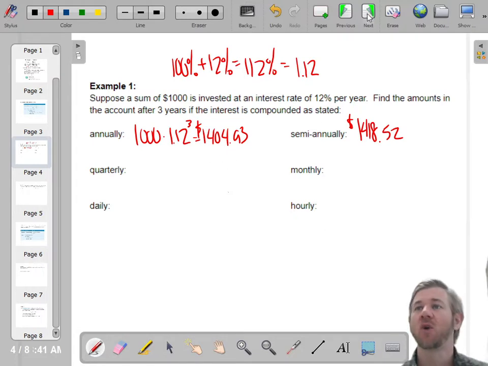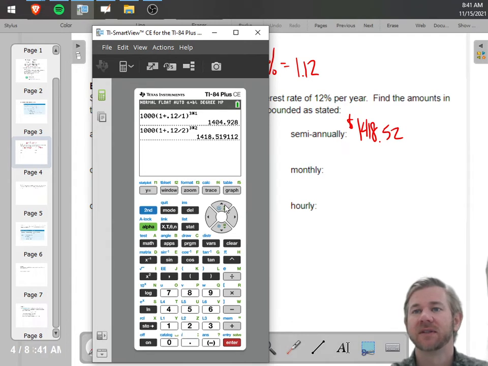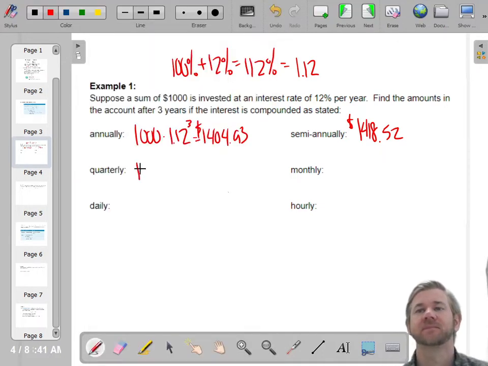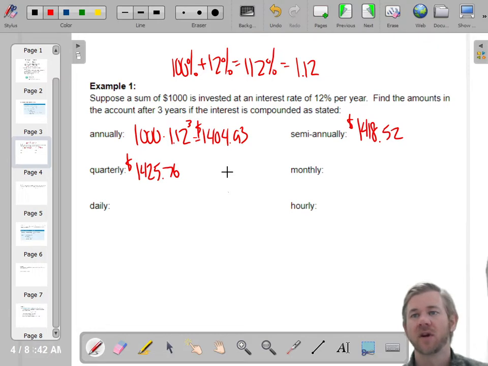Cool. Quarterly. Quarterly means 4 times. So I will do the same thing, but I will do it 4 times. So I'll take this equation and say, all right, quarterly means you take the interest rate, you divide it by 4, but instead of doing it once every year, you do it 4 times every year. So $1,425.76. So we went from 1418 to 1425. We made another 7 bucks by compounding the interest a little bit more often.